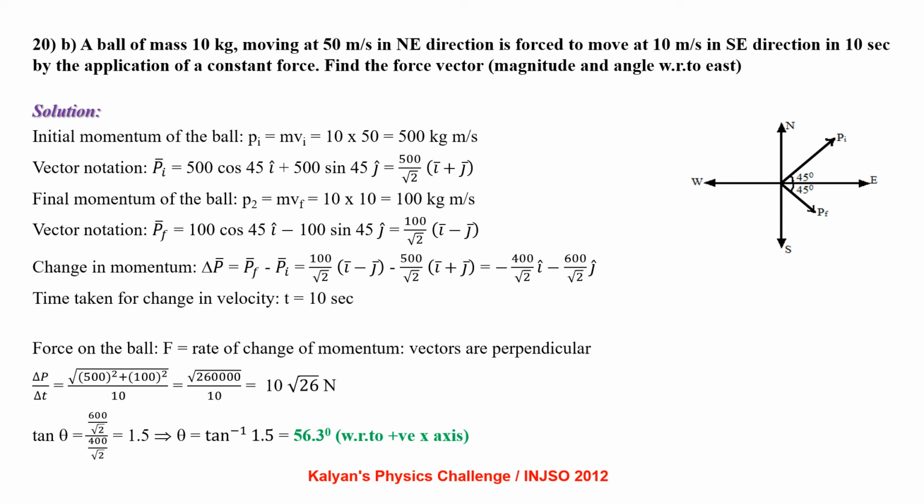Change in momentum delta P bar equal to P final bar minus P initial bar, that comes out to be minus 400 by root 2 i cap minus 600 by root 2 j cap. Time taken for change in velocity is 10 seconds. So force on the ball, F equal to rate of change of momentum. So delta P by delta t comes out to be 10 root 26 Newton. Tan theta equal to y component by x component, which is 1.5. So theta is tan inverse 1.5, which is around 56.3 degrees with respect to positive x-axis.